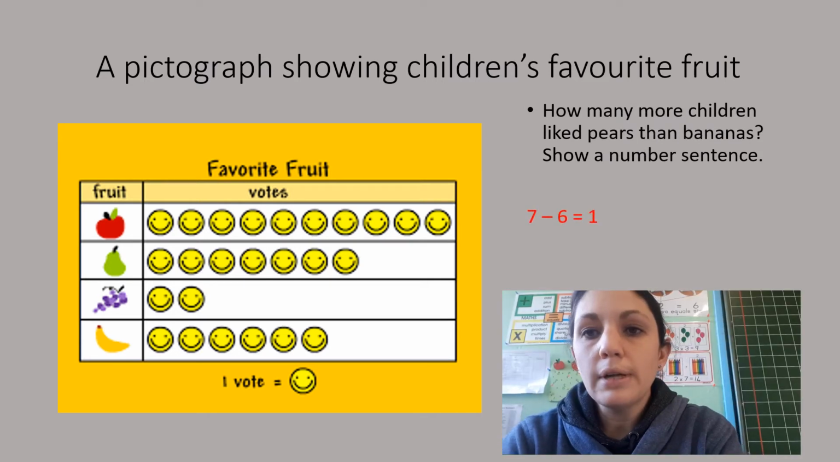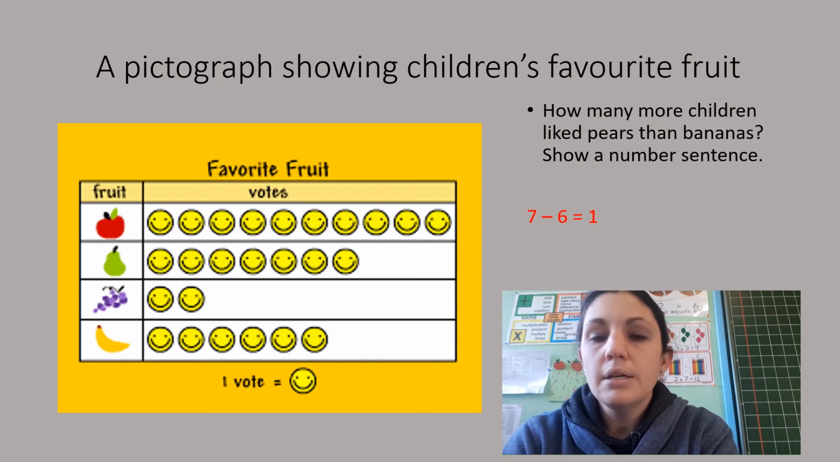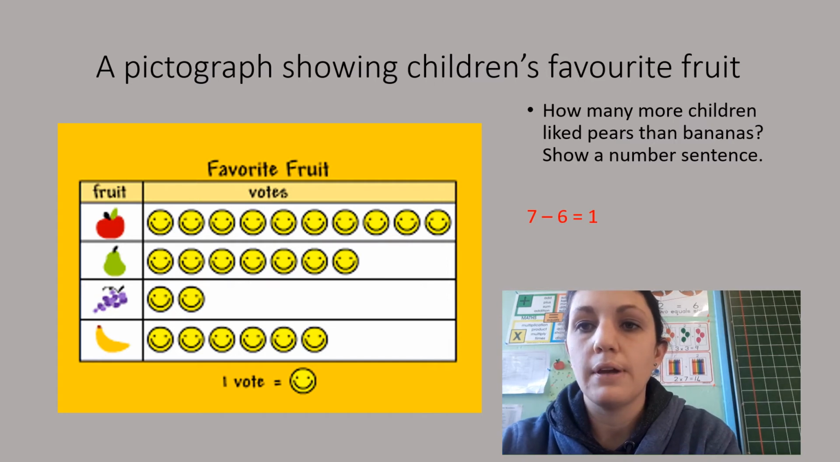Right, I hope that your number sentence there looked the same as mine. 7 minus 6 equals 1. So that means that one more child chose pears than bananas as their favorite fruit.